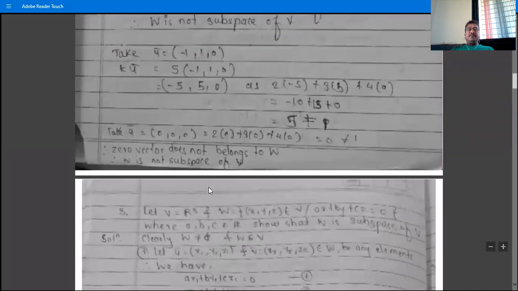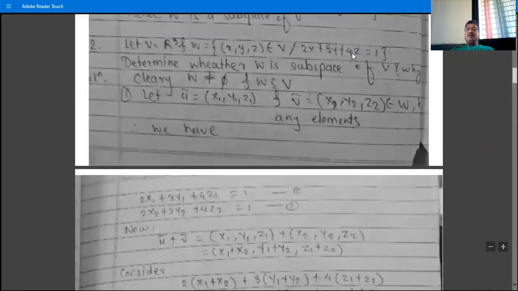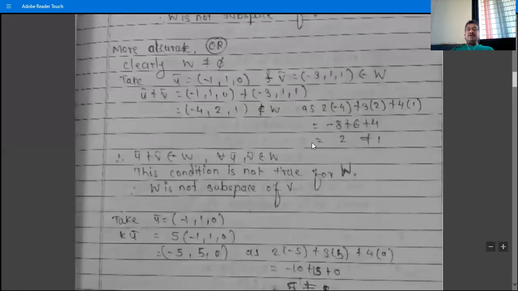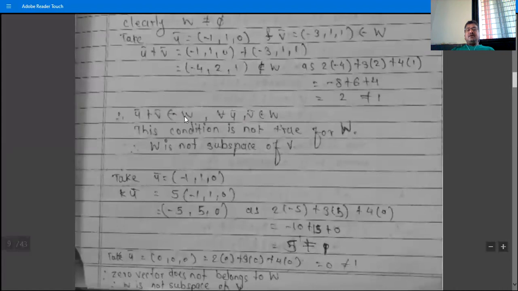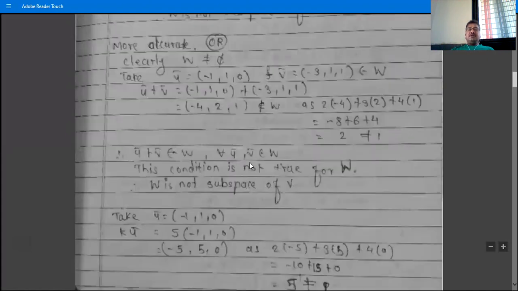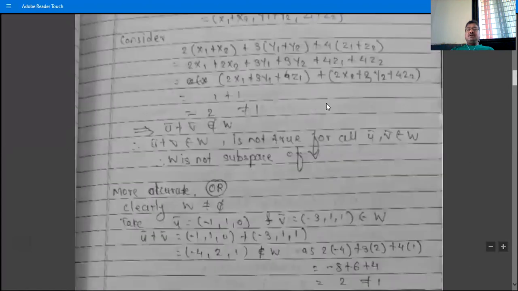For example, consider this example: 2x plus 3y plus 4z is equal to 1. This is the counter example for addition. In some examples, both conditions fail. That is, the addition of two elements of W does not belong to W fails, and this condition also fails: some element of W and some scalar, their multiplication does not belong to W. So in this example, both the conditions have failed.